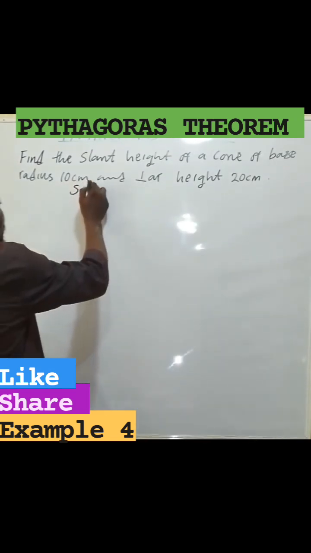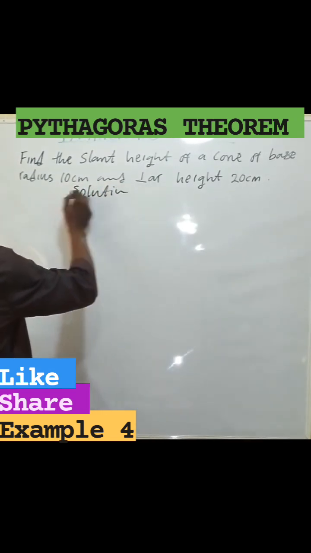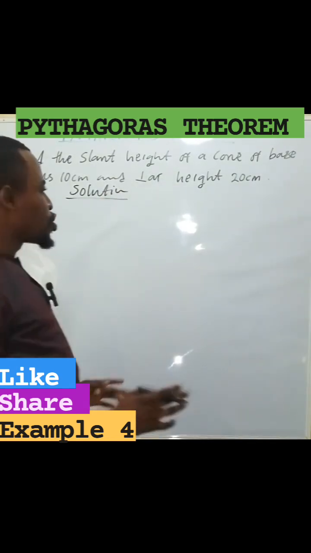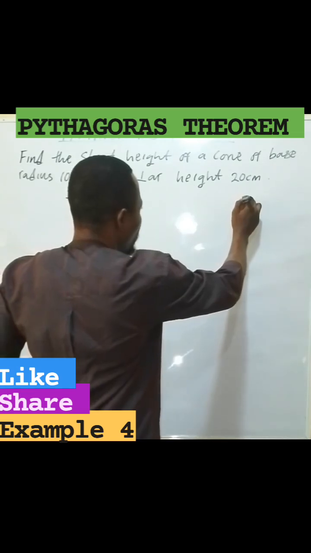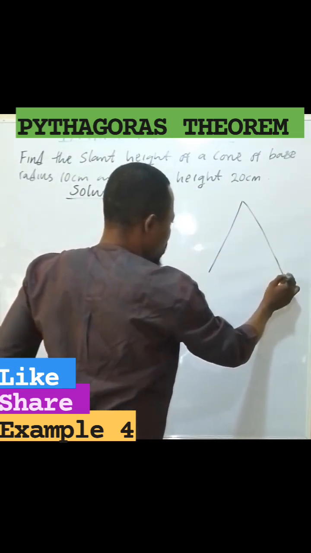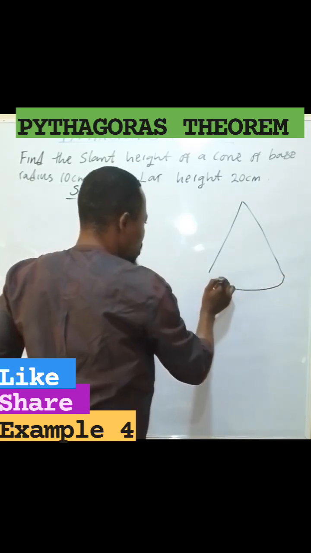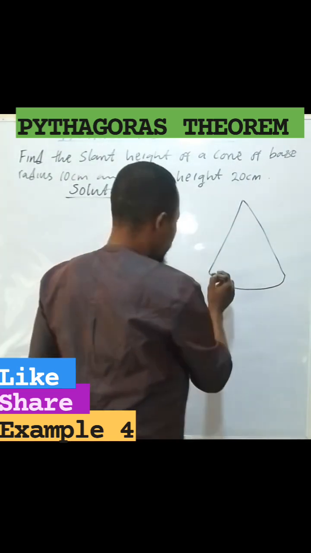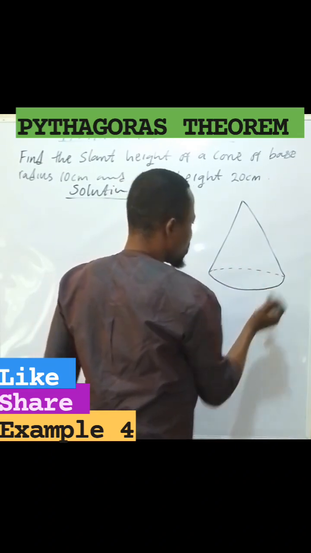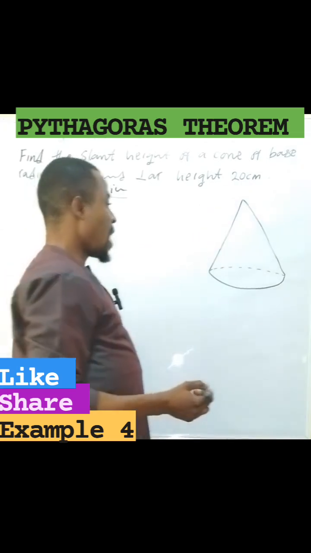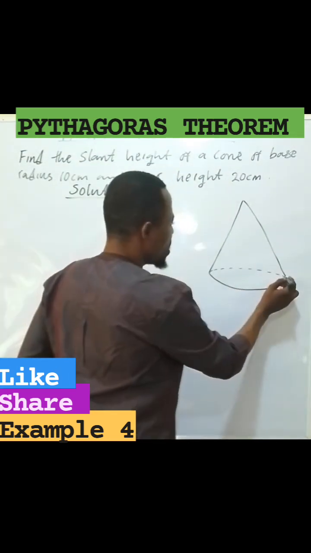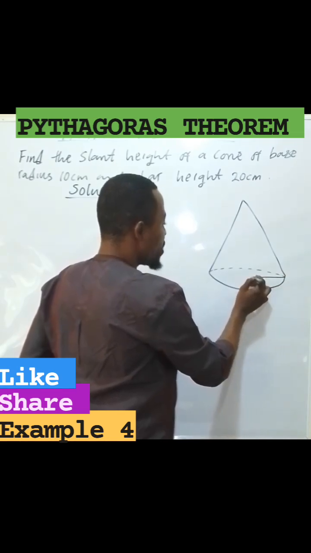Solution. Now the question is talking about a cone. So the first thing, we are going to draw our cone. So we have our cone today like this. Are we together? And now we join it. So we have our cone. Are we together? Then the question is talking about radius, which means we are going to have radius.